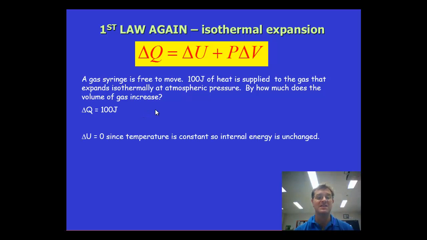Since the temperature is constant, the internal energy is going to be unchanged, so my change in U is going to be 0. Hence 100 equals 0 plus constant pressure times change in volume. Notice here it said that it expands isothermally at atmospheric pressure, so the pressure itself stays the same all the time, and becomes a constant in this situation.